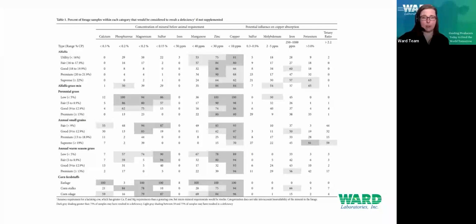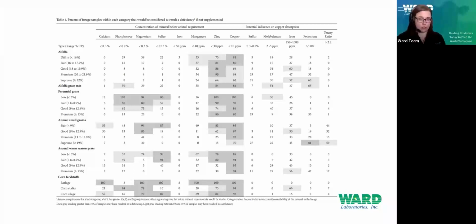But what we have is this table is everything submitted to us, and we broke it down based on the amount of protein in the forage, and we've got alfalfa, perennial grasses, annuals, small grains, warm seasons. So we've got quite a variety. Any of the dark shaded boxes means that more than 75% of the samples submitted to us require supplementation for that element. The lighter shaded boxes is between 50 and 75% of the samples submitted to us. And remember, all of these are producer samples.